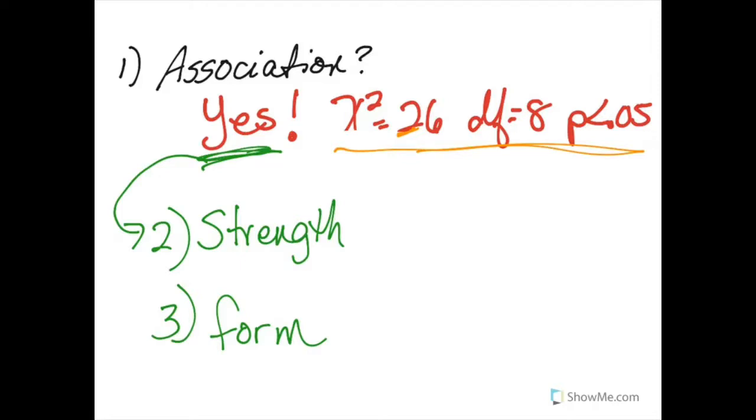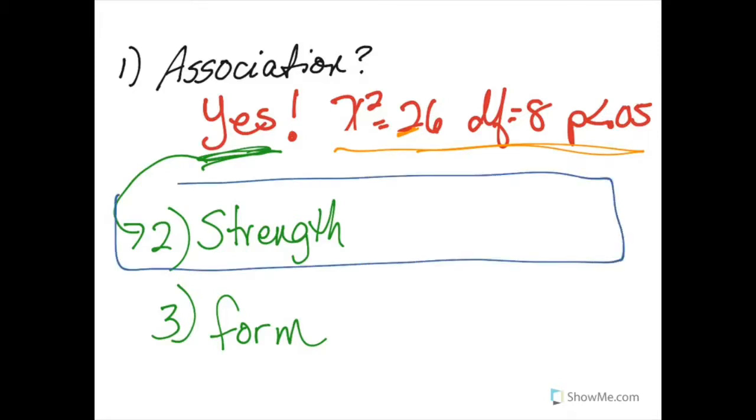If there's no association, how can you talk about strength or form of something that you just said doesn't exist? It doesn't exist. Nothing else to talk about. Analysis stops. Move on. But when there is an association, yes, you move on, and we're going to talk about strength and we're going to talk about form. So let's take a look at how we assess strength.